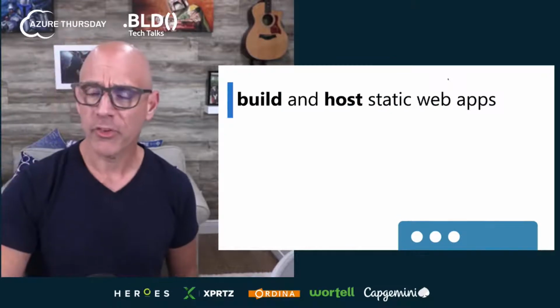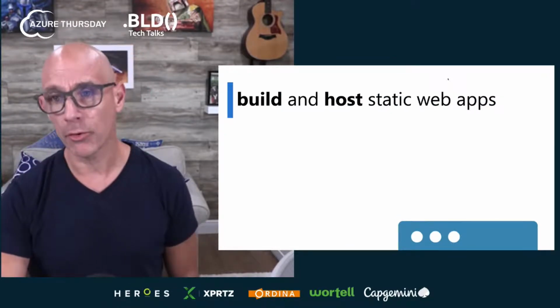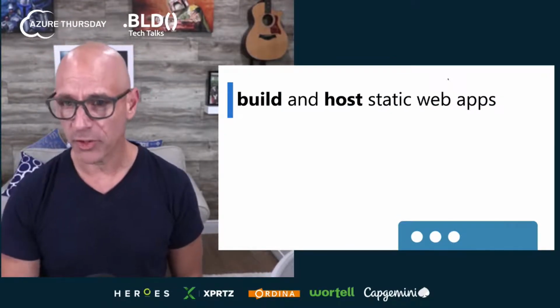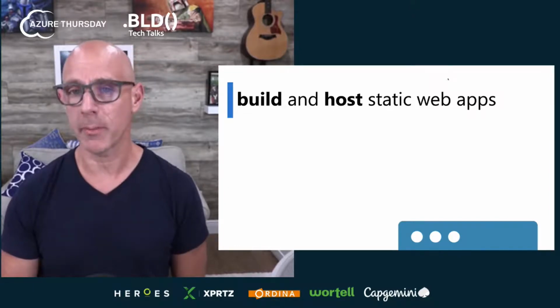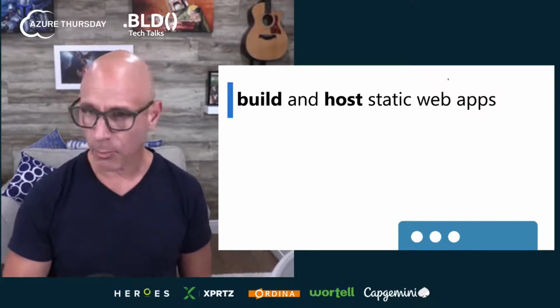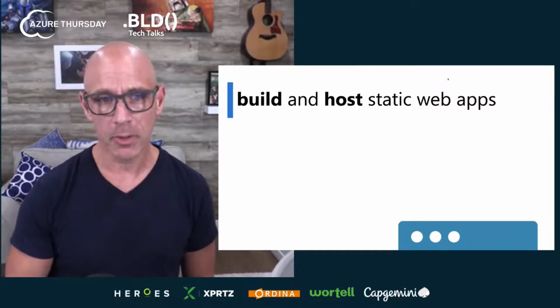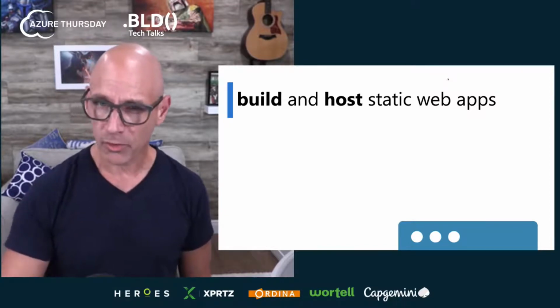So at the core, static web apps lets you build and host your web apps. And the build piece is huge. Of course, we want it to host them. But remember, we talked about that run build step. npm run build. It's got to happen somewhere. So where are we going to do that? It's going to handle that for us. It's going to make authentication and authorization relatively easy for us to include in our application. And we'll see that too.